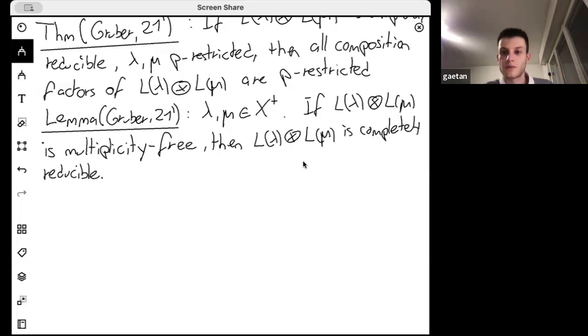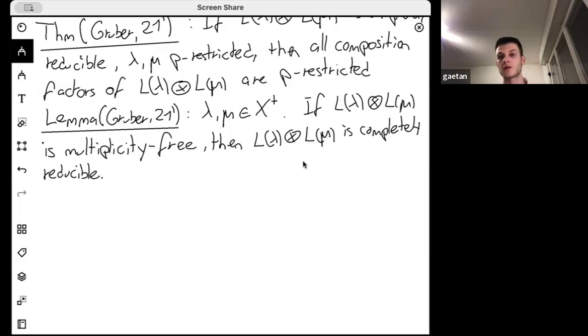And so this shows that in positive characteristic, we have a strong connection between the notion of complete reducibility and of multiplicity freeness, at least when we consider simple modules. And so this is also some motivation to consider multiplicity-free tensor products. When we know that a tensor product is multiplicity-free, then we automatically know that it is also completely reducible. So we have some information about its structure, only considering the multiplicity of the composition factors.